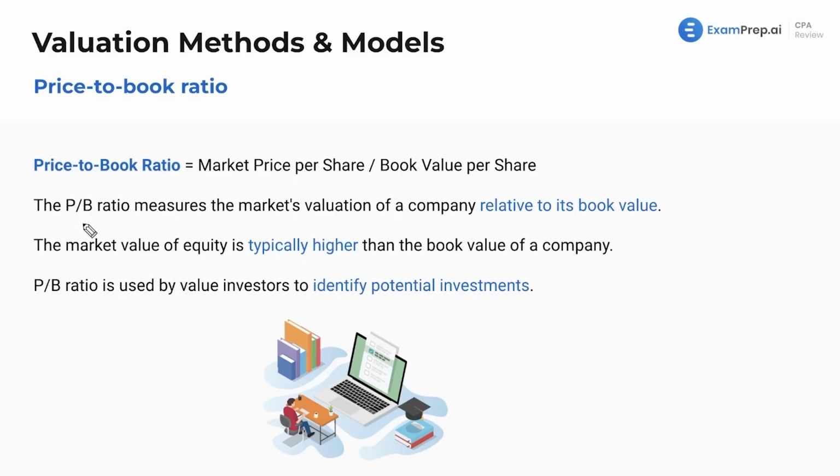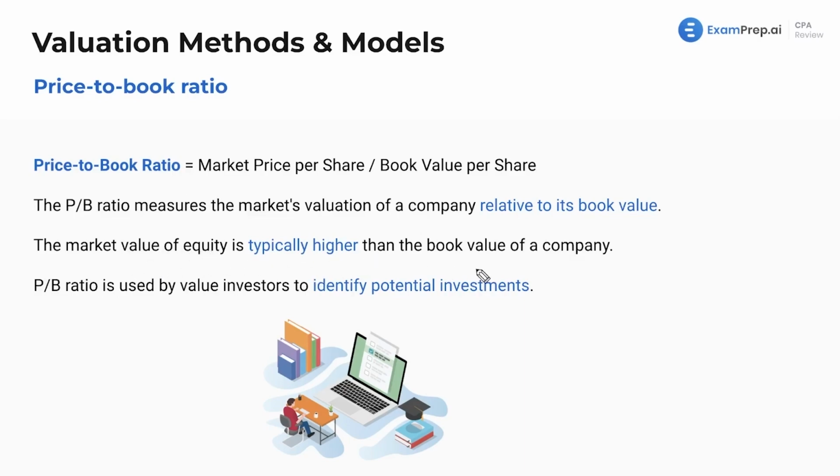The PB ratio, or price to book, measures the market's valuation of a company relative to its book value. The market value of equity is typically higher than the book value. Think about that for a second. If a company on the stock market is cheaper than what it's actually valued for on its books, then people are going to realize that and buy the stock in the company.